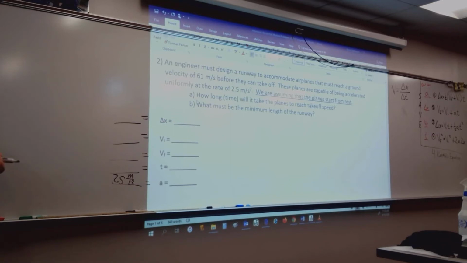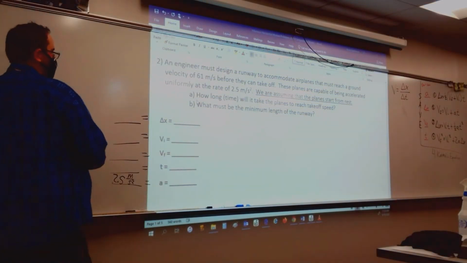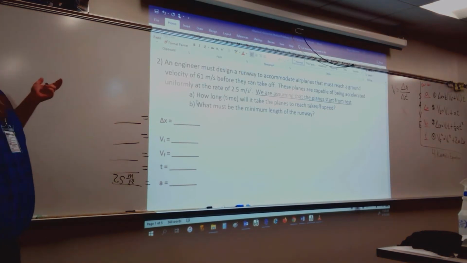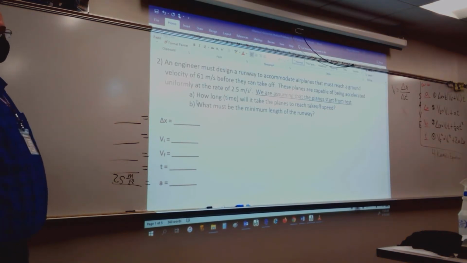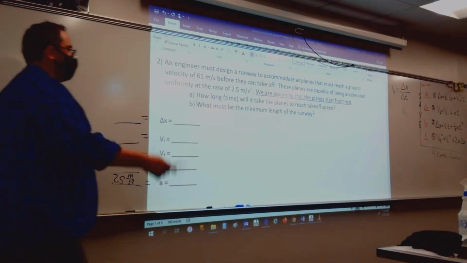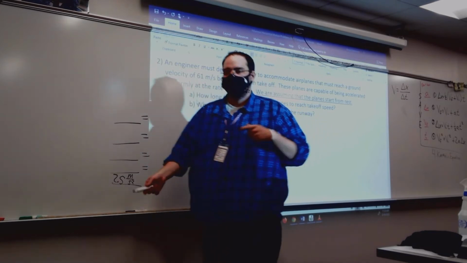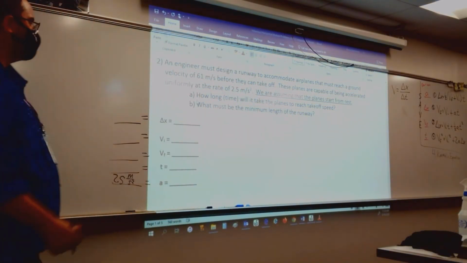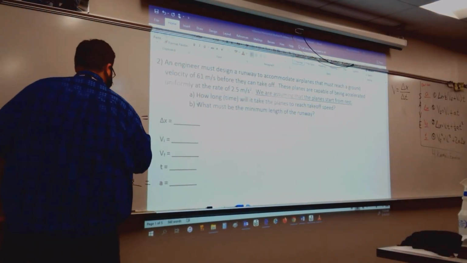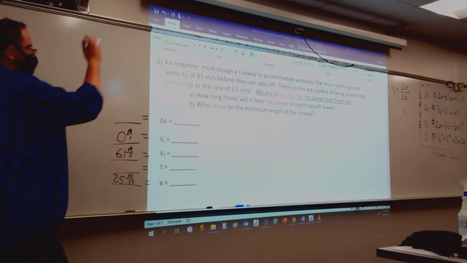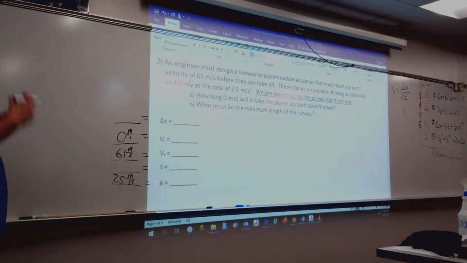The final velocity has to be 61 meters per second. How do we know it's 61? It has to be going 61 to take off, and also it starts from rest, so that can't be the initial. It's obvious, I'm just trying to illuminate it. So the initial is 0 meters per second, and the final is 61, because that is what it needs to finally take off.